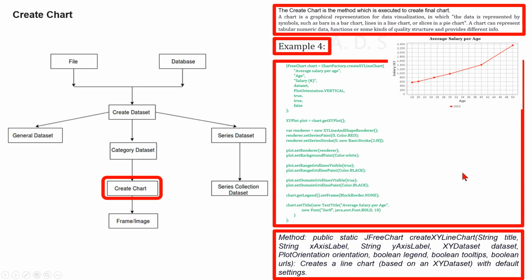As an example 4, we can consider this code segment. Here the method public static JFreeChart createXYLineChart, string title, string x-axis label, string y-axis label, XYDataset, PlotOrientation, boolean legend, boolean tooltips, and boolean URLs. This method creates a line chart based on an XY dataset with default settings.